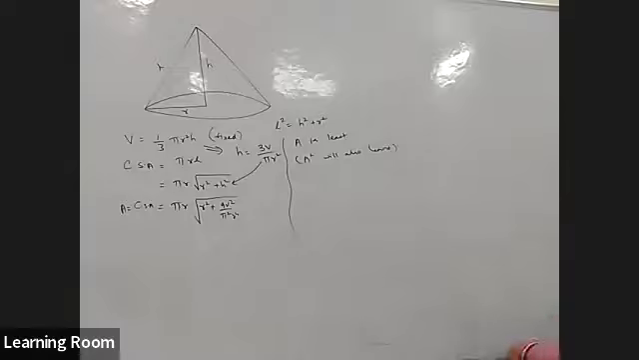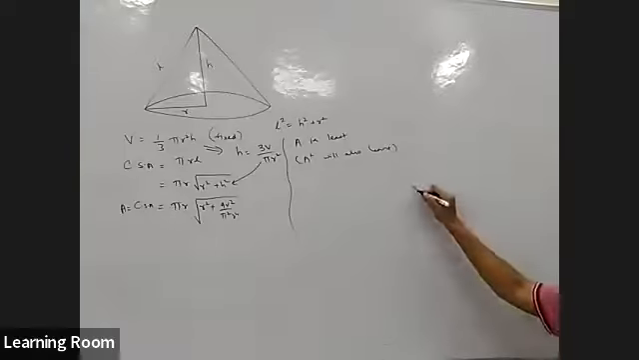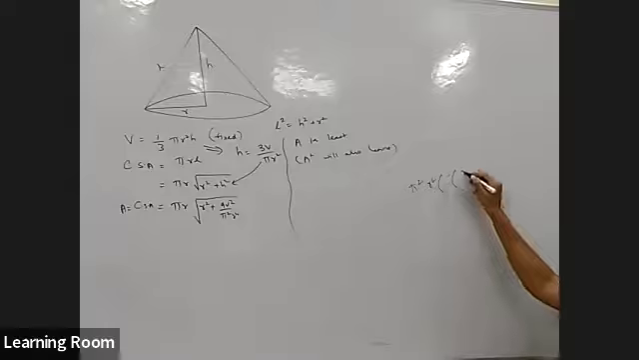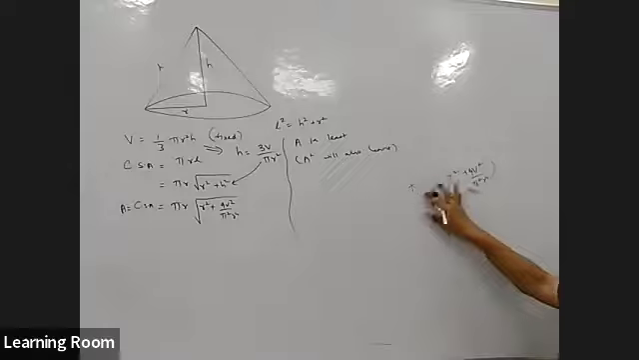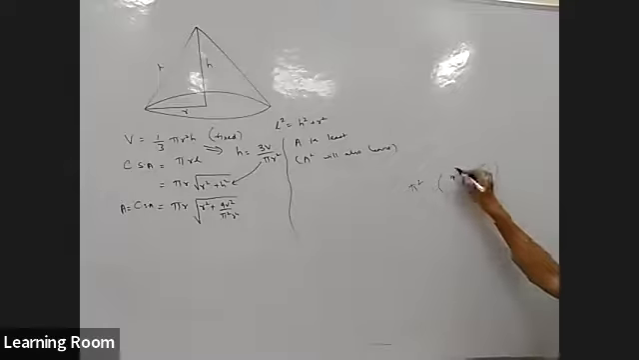Pi square r square into r square plus 9b square divided by pi square r square. So multiply that r square with every term. So pi square r square into r square plus 9b square divided by pi square r power 4. So r square, if you multiply, this will become r power 4 and this will become r square. Now can you solve it?